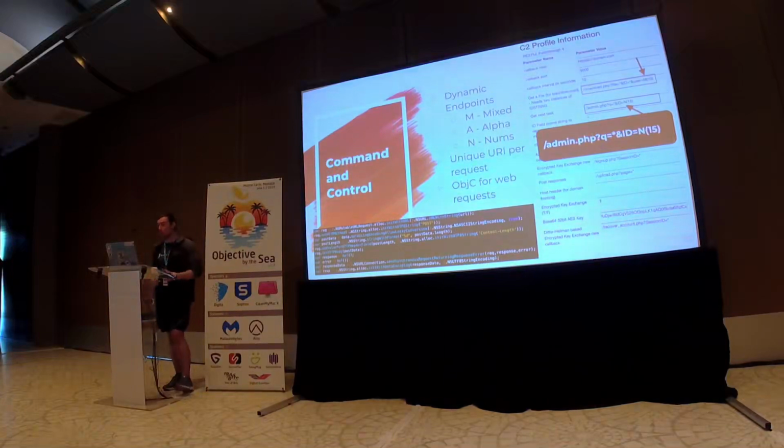I also wanted to add in this little extra feature, these dynamic endpoints. If you do a get tasking request twice, I don't want it to look the same both times. So I added in these little features where you can specify anywhere within the URI these M, A, and N prefixes to say, for example, here N15, every time you do this request, put in 15 random numbers. I don't care. Or 15 random alphanumeric characters. So you can make sure that all of your requests look different. Helps make you blend into the noise a little bit better.